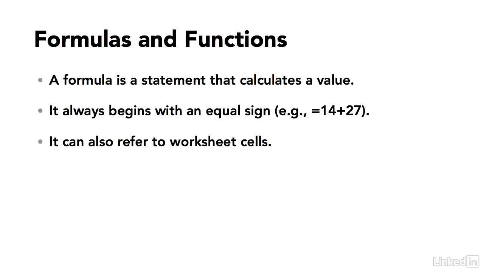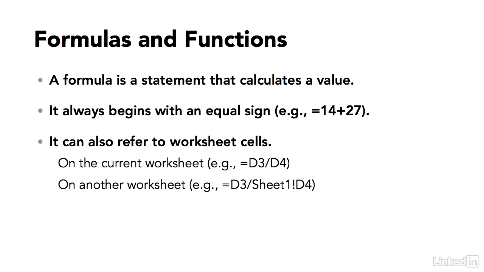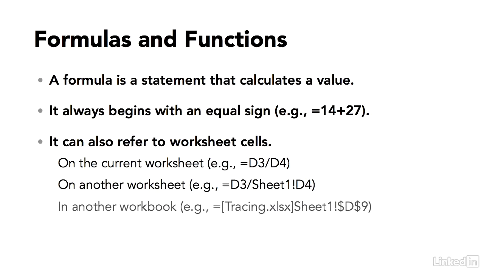In addition to typing in numbers directly, you can also refer to worksheet cells. If you want to refer to cells on the current worksheet, you just type in the cell address. For example, you might divide the value in D3 by the value in D4. You can also work with values from another worksheet. So you might divide the value in cell D3 on the current worksheet by the value on sheet 1 in cell D4. You can also refer to cells in other workbooks. So for example, you might look in the tracing workbook on sheet 1 and then look at cell D9.